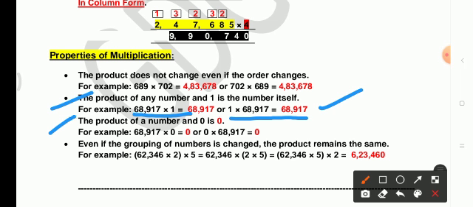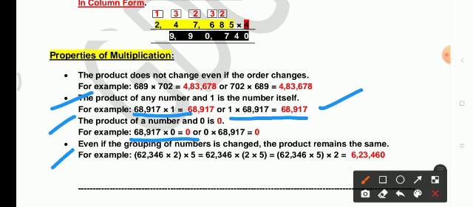The third property is the product of any number and 0 is 0. Say, for example, 68,917 multiplied by 0 is equal to 0. So the product of any number and 0 is equal to 0.